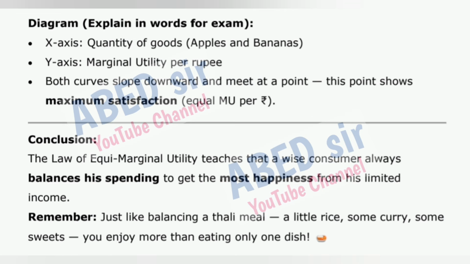Diagram, explain in words for exam. X-axis, quantity of goods, apples and bananas. Y-axis, marginal utility per rupee. Both curves slope downward and meet at a point. This point shows maximum satisfaction, equal MU per rupee. Conclusion. The law of equimarginal utility teaches that a wise consumer always balances his spending to get the most happiness from his limited income. Remember, just like balancing a thali meal, a little rice, some curry, some sweets, you enjoy more than eating only one dish.